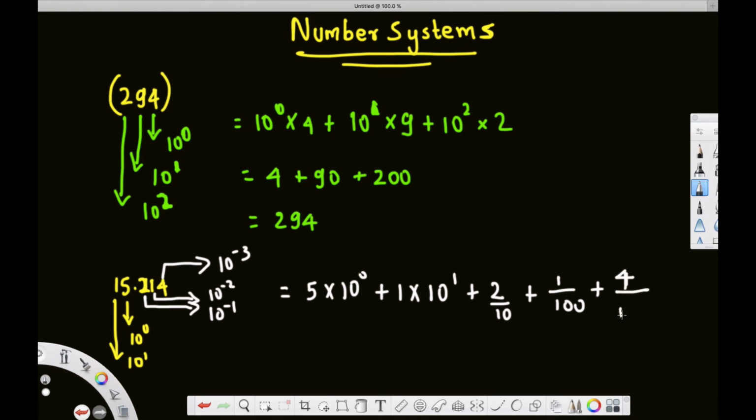Now when we add this together, 1 times 10 is 10, and 5 times 10 power 0, which is 1, is 5, so 10 plus 5 is 15. And then we have these numbers 2, 1, 4. When you calculate this, you will get the number back. Okay, now these are places of 10. When we have a base 10, this is how we look at the places of these numbers.